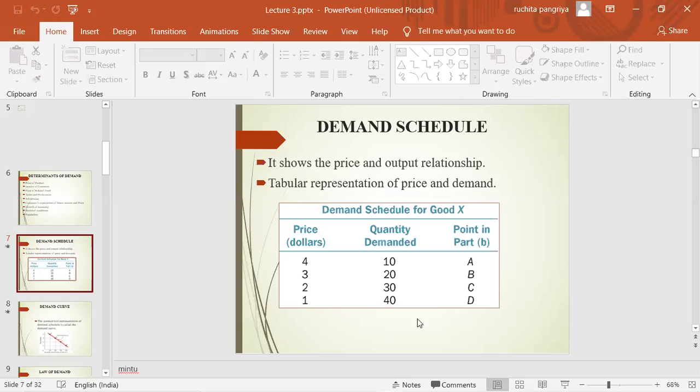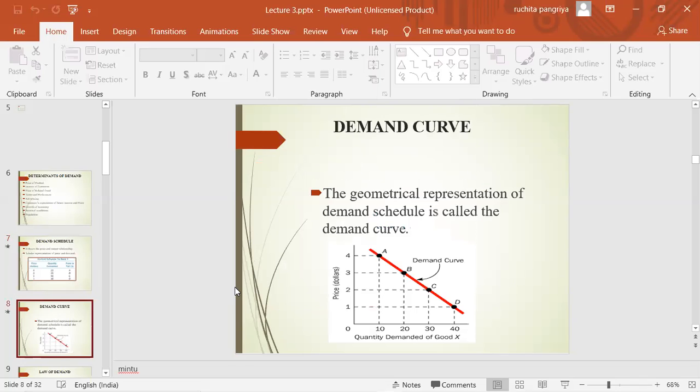In this table, you can see that in one column we are showing the prices and in another column we are showing the quantity. And we are giving a point here. At point A, the price was 4, quantity was 10. At point B, the price was 3, quantity was 20. Similarly, at points C and D, we have determined the coordinates.